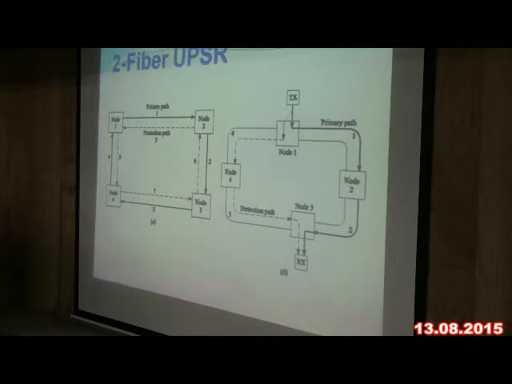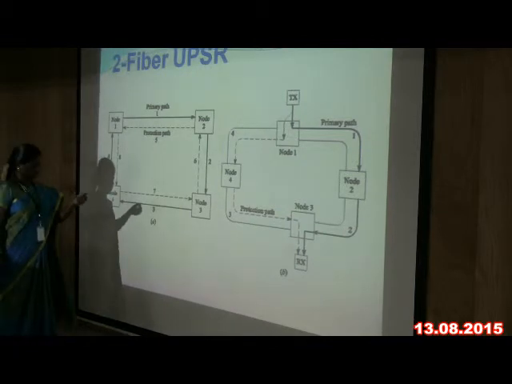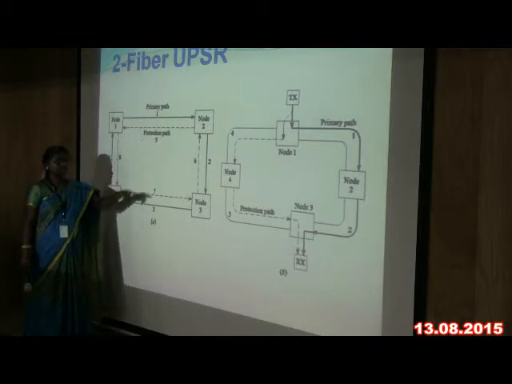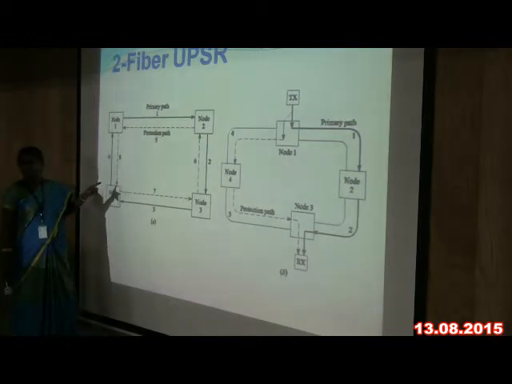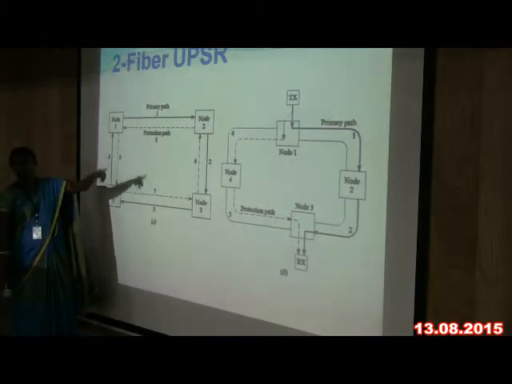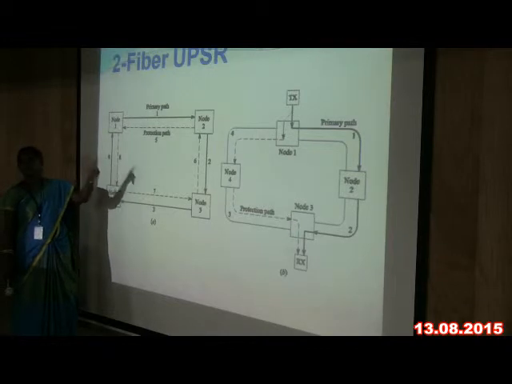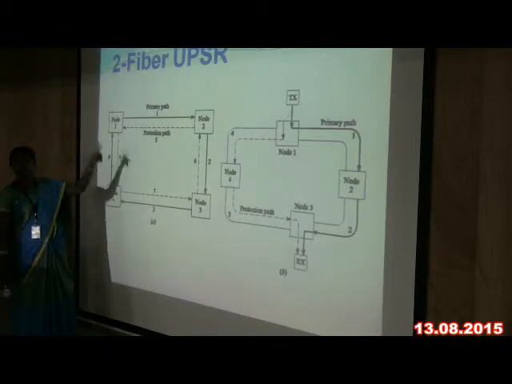This is 2 fiber unidirectional path switch ring. This is the diagram for 2 fiber unidirectional path switch ring. Here we are using 2 fibers. One fiber is for primary path and the second one is for secondary path. That is, 2 fibers are running between the nodes. First one is your primary path. If suppose your primary path fails, the data is transmitted to the secondary path. Therefore, 2 fiber unidirectional path switch ring.